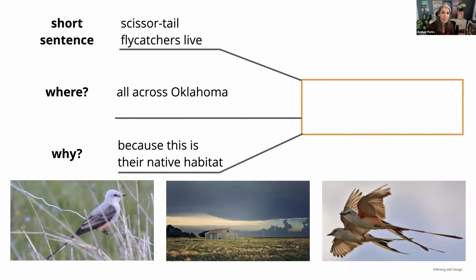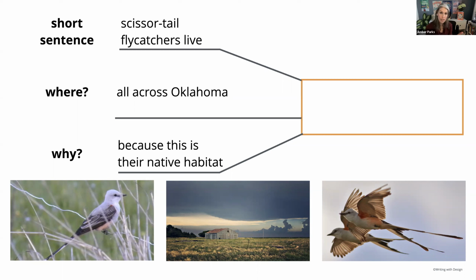So it might be something like scissortail flycatchers live all across Oklahoma because this is their native habitat. Or because this is their native habitat, all across Oklahoma, scissortail flycatchers live. Or can you think of one? Maybe start with the why phrase, then go short sentence, then go where. So because this is their native habitat, scissortail flycatchers live all across Oklahoma. Yeah, so keep practicing, keep exploring with sentences to get a lot of variety and variance.